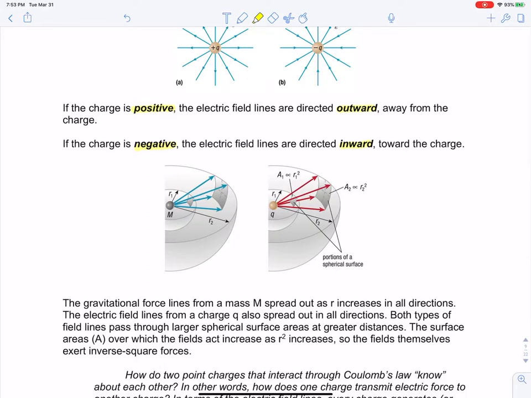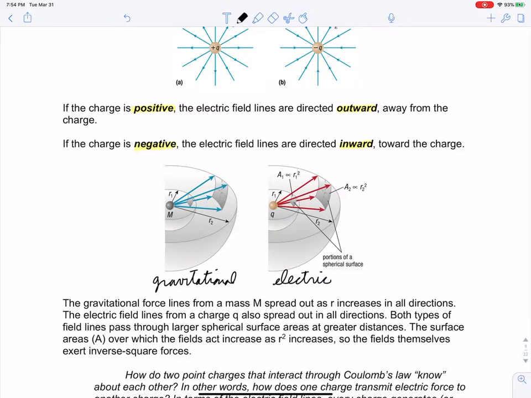The gravitational force lines from a mass m spread out as r, the radius or the distance, increases in all directions. The electric field lines from a charge q also spread out in all directions. So here we're comparing gravitational field lines and electric field lines. Here we have gravitational, and here we have electric. They're very, very analogous.